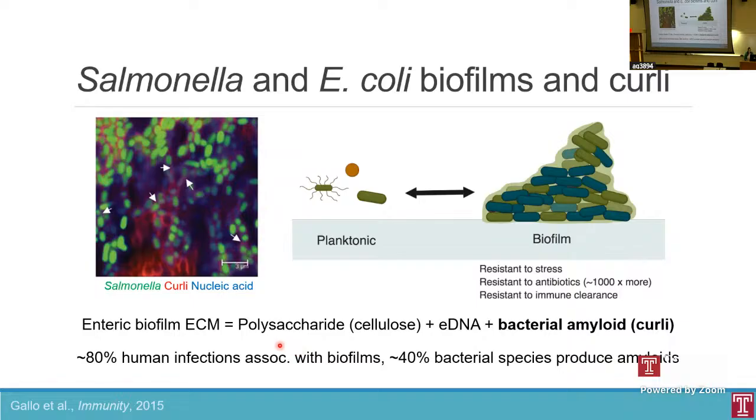And this matrix for Salmonella and E. coli is primarily composed of cellulose, extracellular DNA, and the bacterial amyloid curli. I'll also point out a lot of human infections involve biofilms, and about 40% of bacterial species can produce amyloid similar to curli. So the things that we're learning about curli may also apply in other infections.